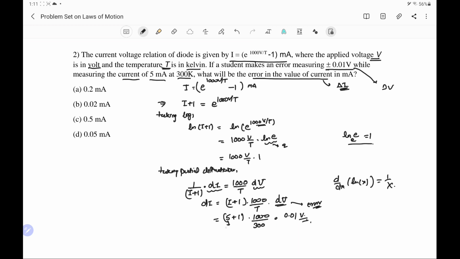Here we have taken the value in milliampere, so our result will come in milliampere. 6 into 1000 by 300 into 0.01, and solving it, this 3 will cancel this 2. It is equal to 20 into 0.01, that is equal to 0.20 milliampere. So out of these options, option A is correct.